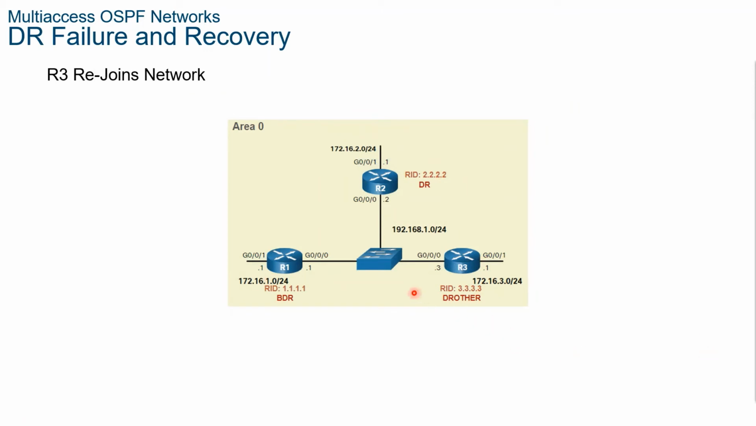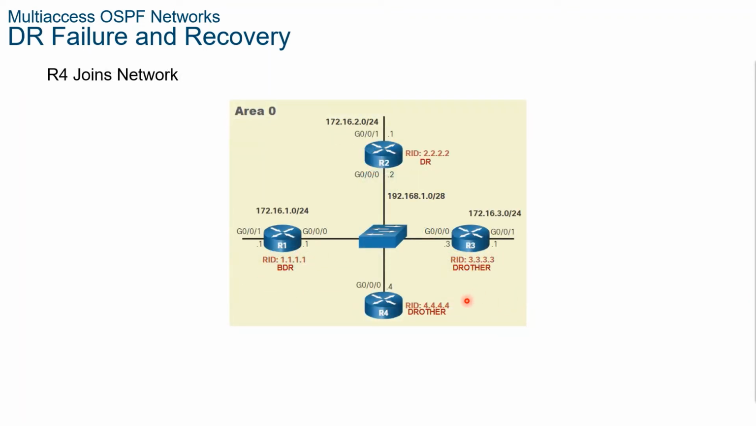So what will happen if R3 rejoins the network? In this scenario, R3 has rejoined the network after several minutes of being unavailable. Because the DR and BDR already exist, R3 does not take over either role. Instead, it becomes a DROther.